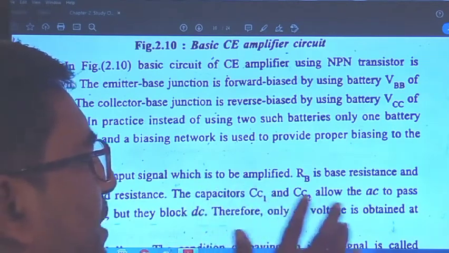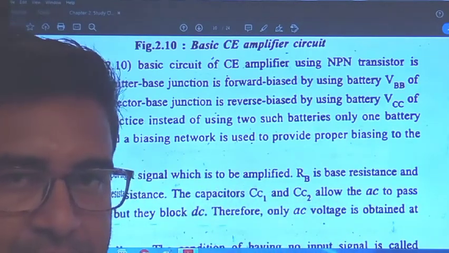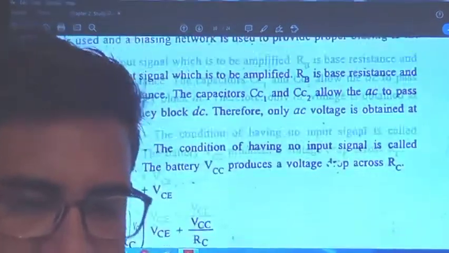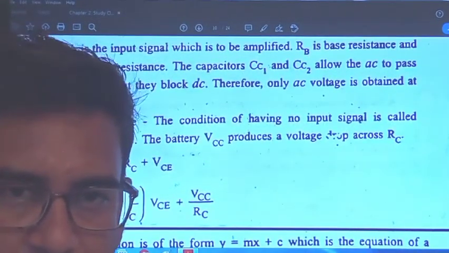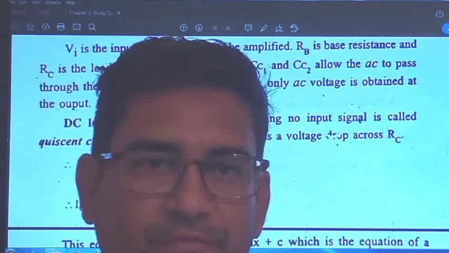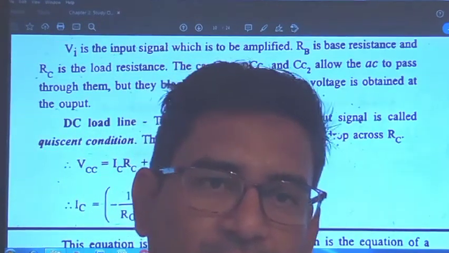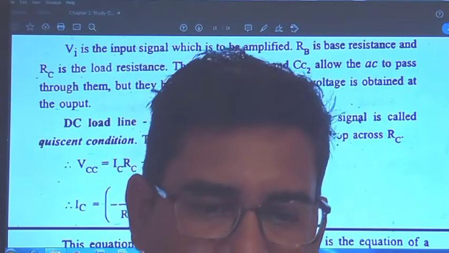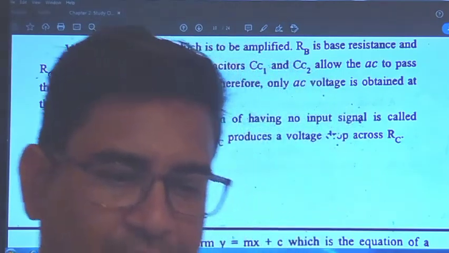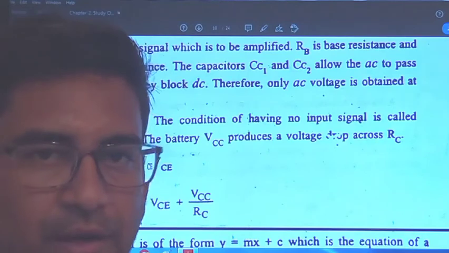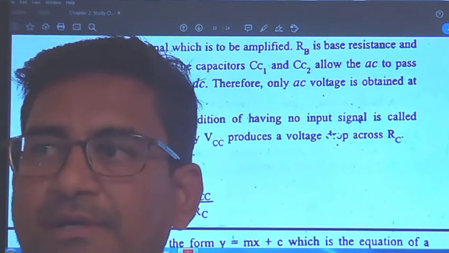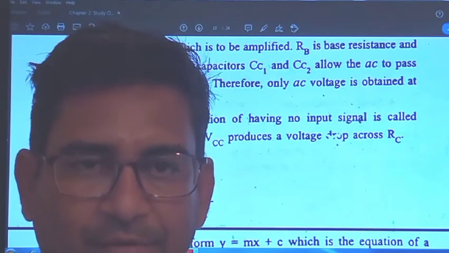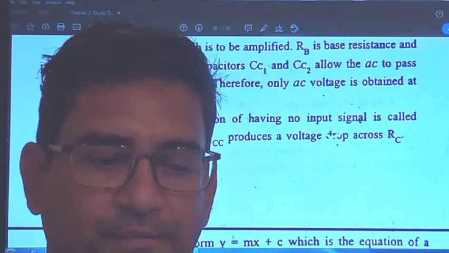The capacitors CC1 and CC2 allow the AC to pass through them. The function of these capacitors in this circuit is to pass the AC and block the DC. Only the AC signal gets passed by CC1 and CC2, blocking the DC.